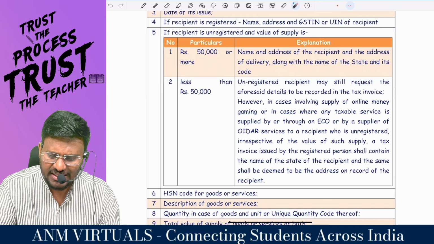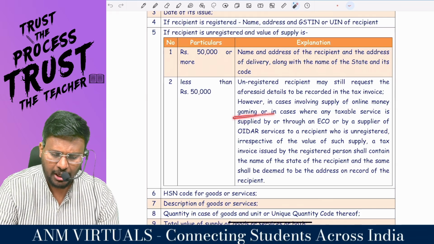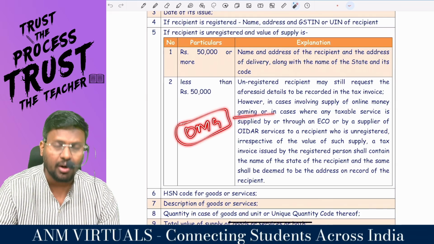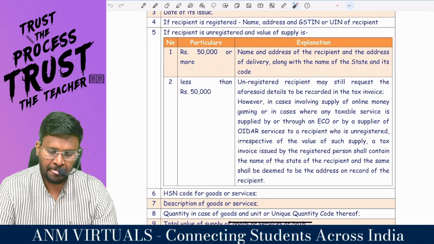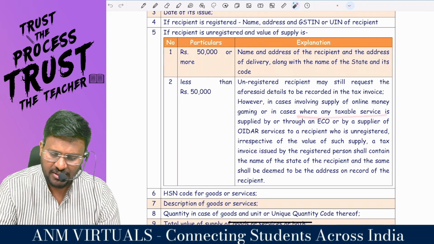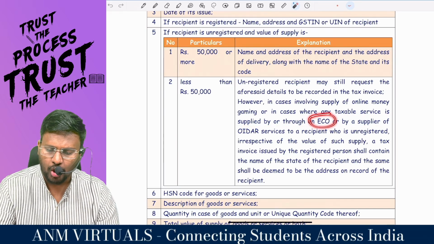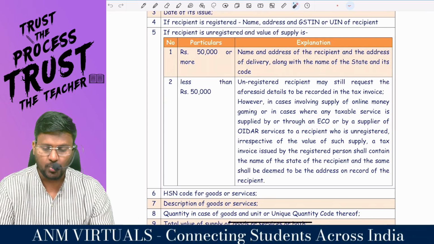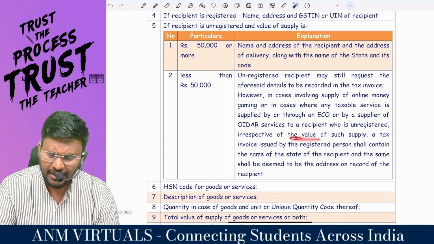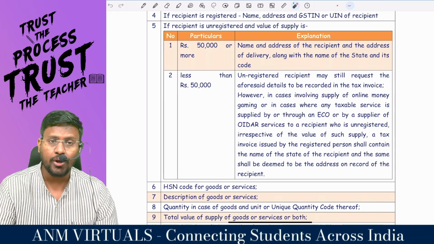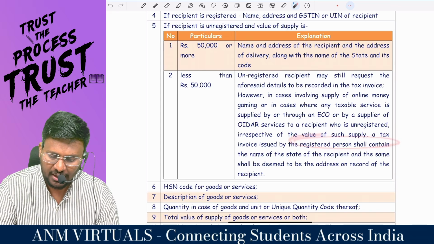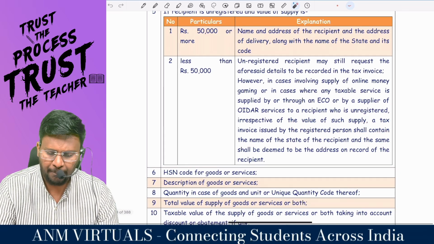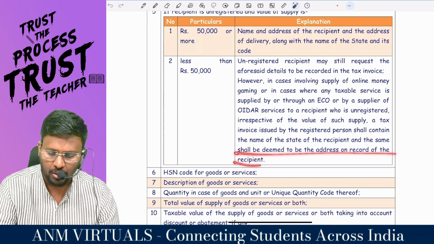However, in case involving supply of online money gaming, or in cases where any taxable supply is supplied by or through an e-commerce operator or by a supplier of services to a recipient who is unregistered, irrespective of the value of such supply, the tax invoice issued by the registered person shall contain the name of the state of the recipient, and the name shall be deemed to be addressed on record of the recipient.